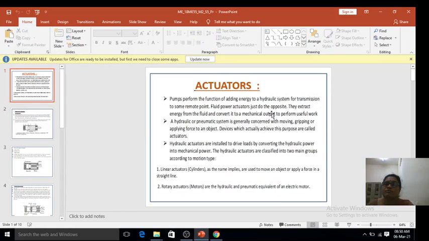Welcome to the last session of Module 2, fluid power system, that is pumps and actuators. Now let's go to Chapter 2, called actuators.